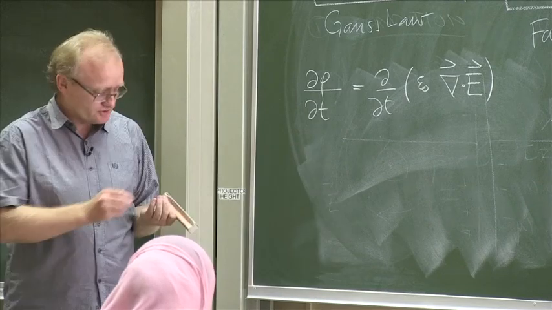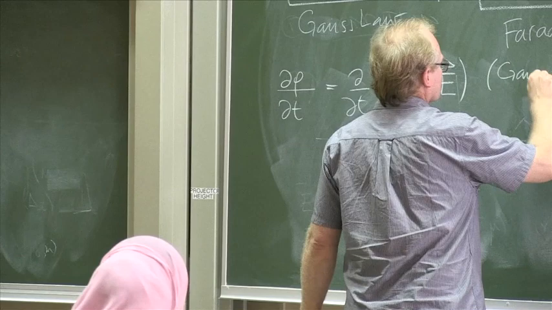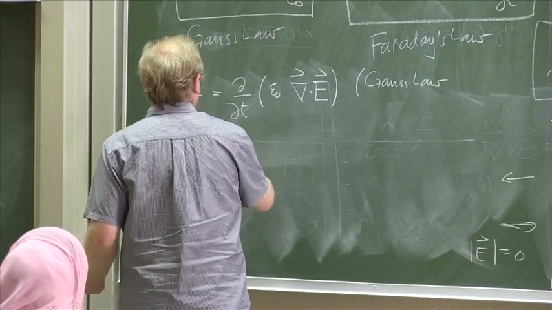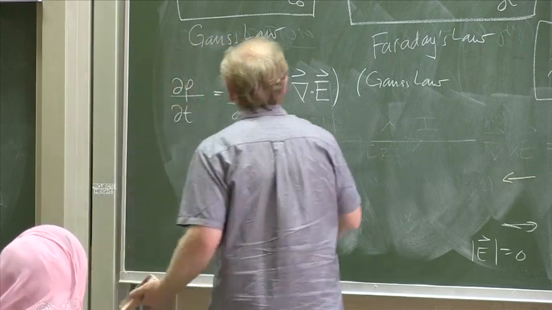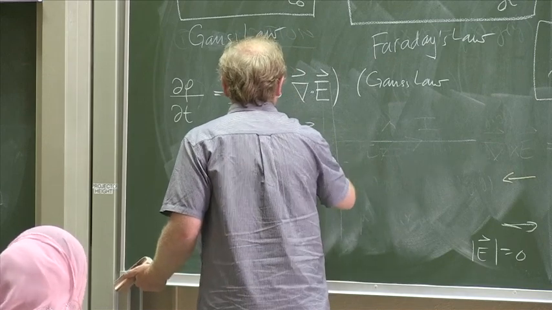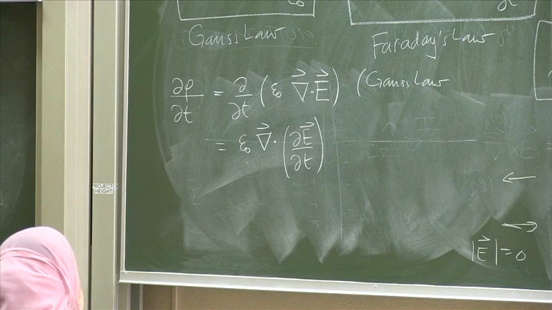Gauss's law. Good. That's all I used. Then I will say that this is epsilon naught times the divergence of dE/dt. Am I allowed to do that? Yeah. Good. I'm just commuting two derivatives that commute, right?